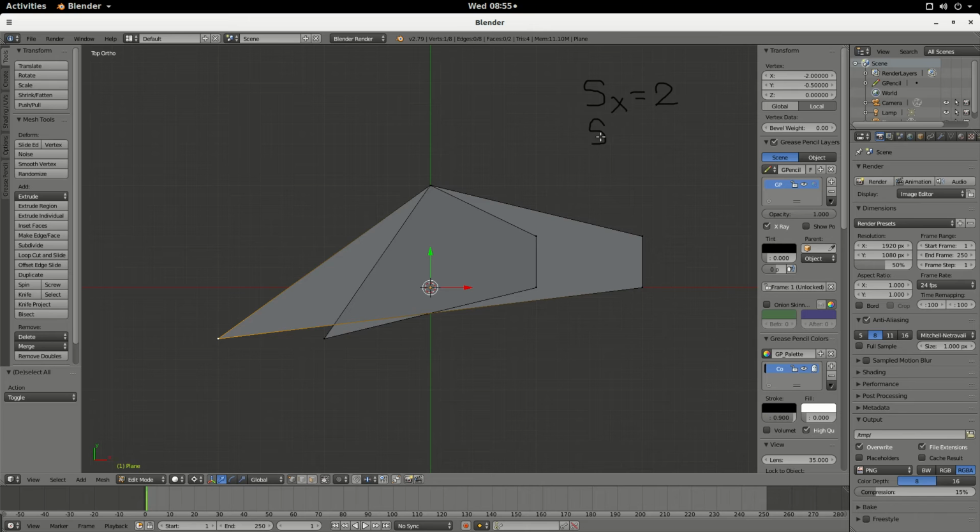In terms of our math, what should be our Sy? And what should be our Sz? 1. The scaling factor is, if you don't want to scale on a particular axis, then you put 1 in here, because scaling is a multiplication.